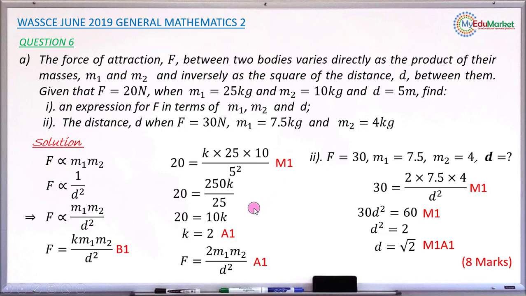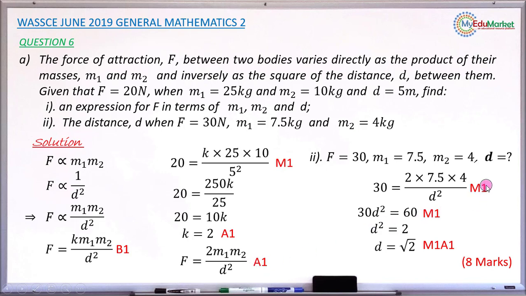When you simplify up to the end to get the constant of proportion exactly as 2, you have this accuracy 1 mark. The next mark is another accuracy 1 mark for writing the correct expression or formula for F in terms of M1, M2, and D as F equals 2 M1 M2 all over D square. When that is written correctly, you have this accuracy 1 mark.